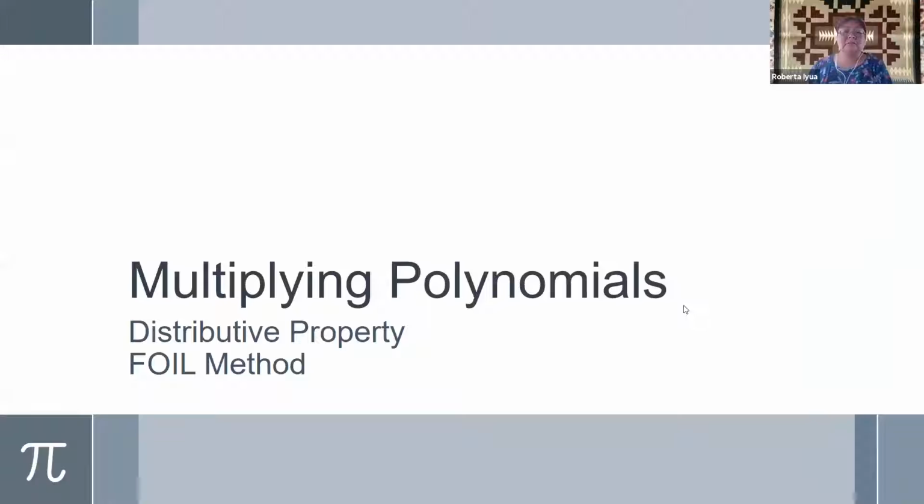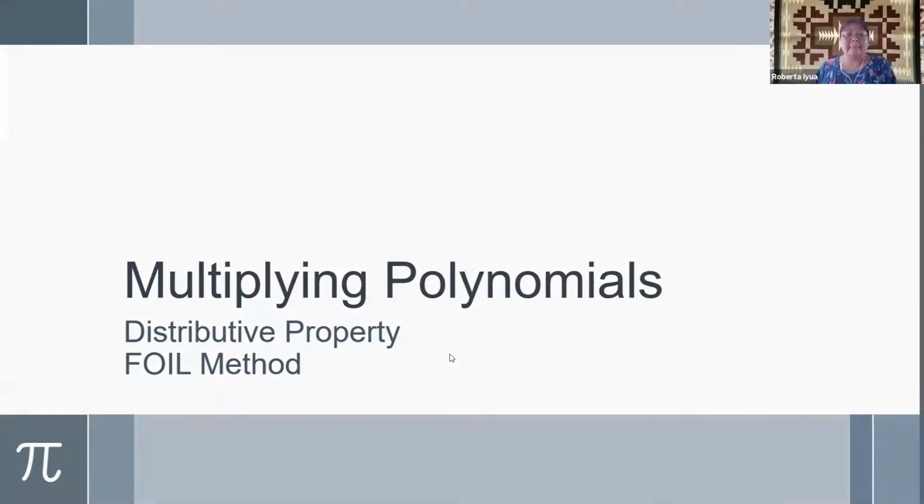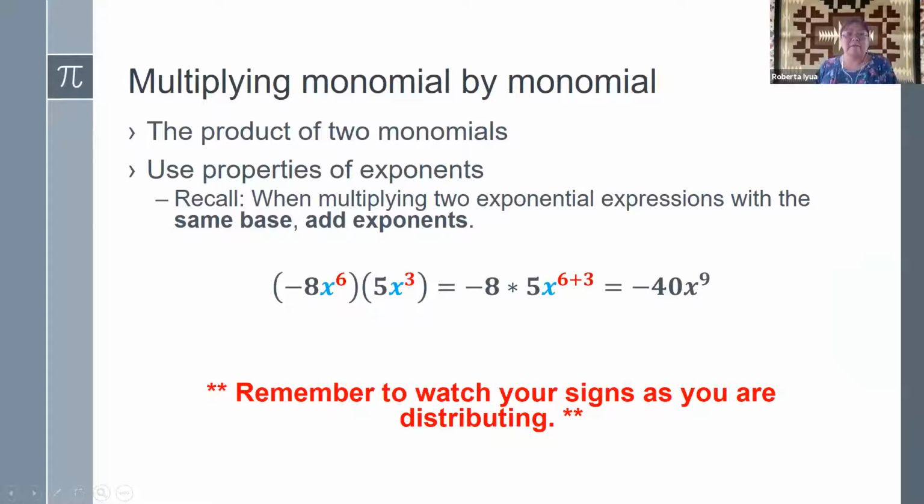In this section, we'll be talking about multiplying polynomials. There's a distributive property and the FOIL method. Multiplying monomial by monomial, the product of two monomials. Use properties of exponents. Recall, when multiplying two exponential expressions with the same base, you just add the exponents.